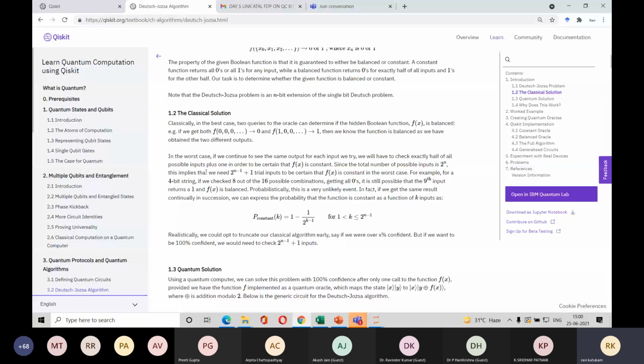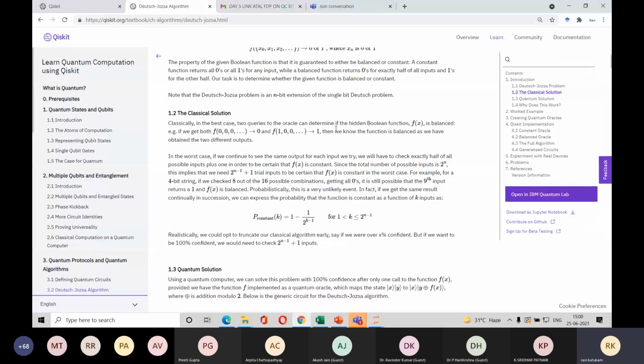For example, for a 4-bit string, if we check 8 out of 16 possible combinations, we are getting all zeros. It is still possible that the 9th input results in 1. Then f of x is balanced. Probabilistically this is a very unlikely event, in fact, to get the same result continually. We can express the probability that a function is constant as a function of the number of trials.